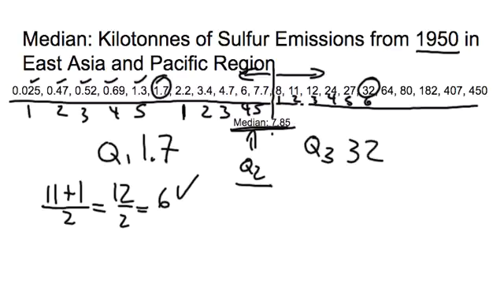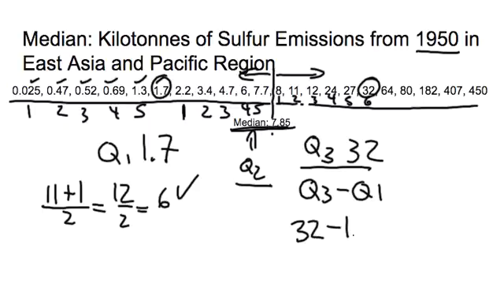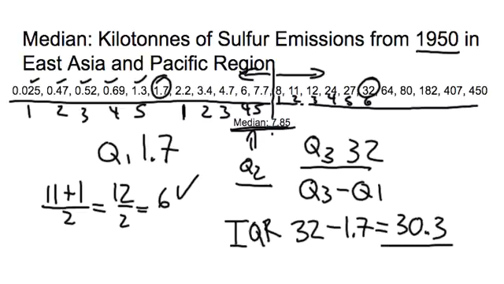Now to find the interquartile range, what we're going to do is subtract the first quartile from the third quartile, so it's quartile 3 minus quartile 1. So this is 32 minus 1.7, which is going to be 30.3. So our IQR, the interquartile range, is going to be 30.3 for this set of data.